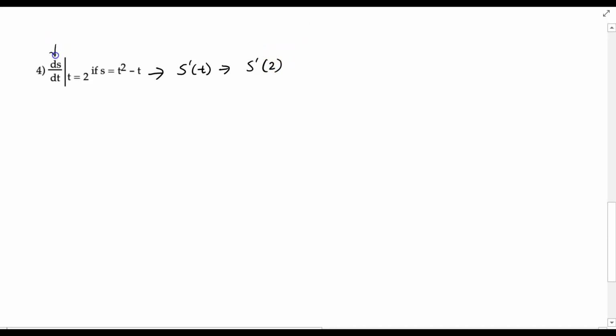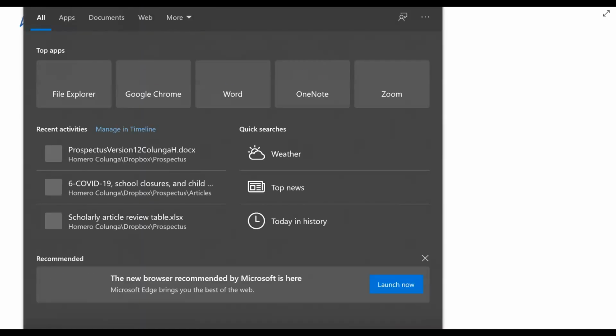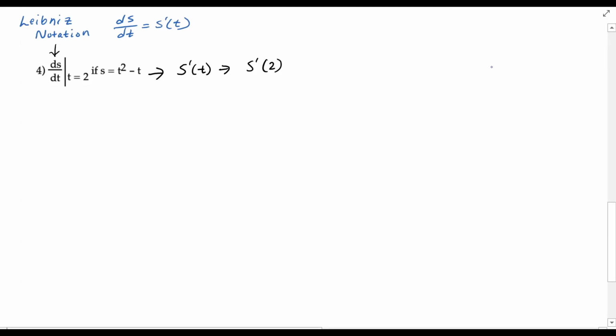But what in the world is this? Well, this right here is what we call the Leibniz notation for a derivative. So ds dt is the same as saying s prime of t. They are the same thing. It's just one guy named Leibniz came up with this, and that's where it got its name from.